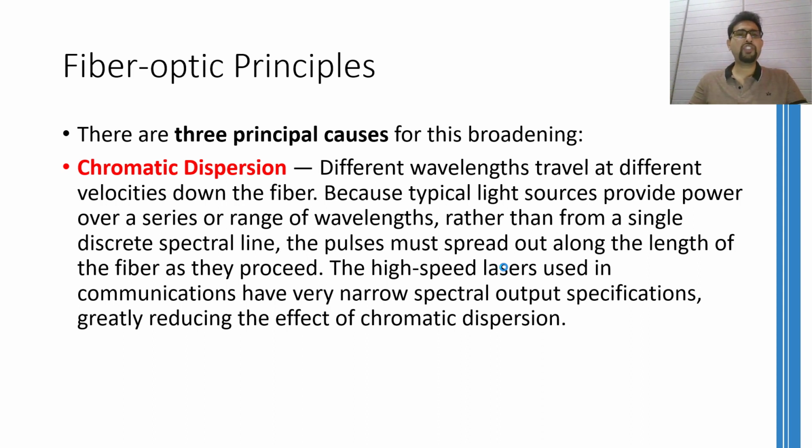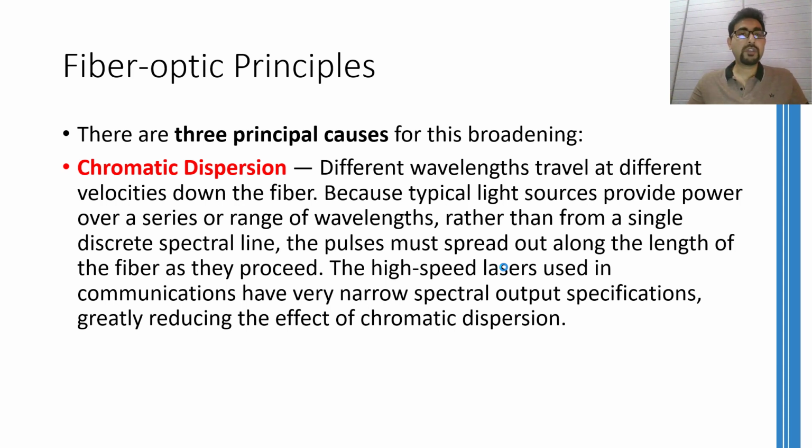Let me talk about each reason separately. The first one is chromatic dispersion. Electromagnetic waves of different wavelengths travel at minutely different velocities down the fiber. Therefore, it is aimed that the transmitter will generate a very narrow band of frequencies closely spaced in the electromagnetic spectrum, so that all of those wavelengths can travel at approximately equal speed.